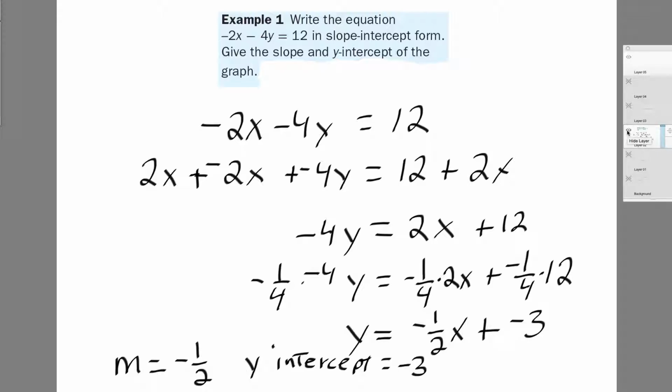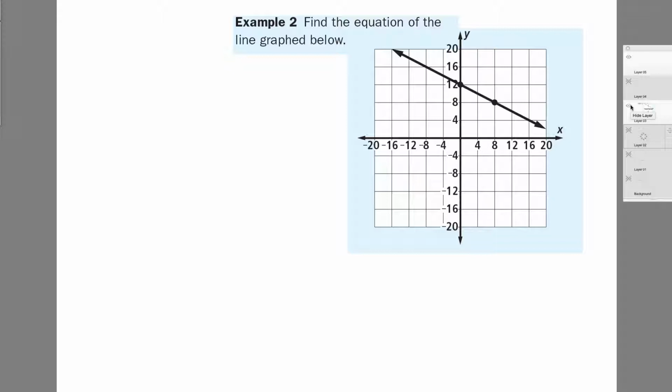In this next one, we have an example where we're looking at a graph, and can we find the equation of the line that's graphed below? Well, we know a couple of things. In slope-intercept form, the equation is y equals mx plus b. Previously, we found the slope of the line given 2 points, so we can find that. We have 2 points we can see.